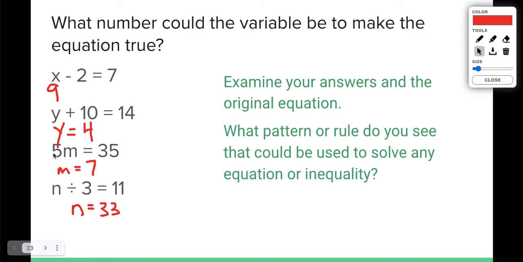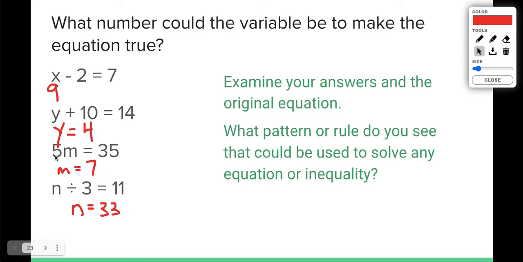What about 35 and 5? How could I get 7 with that? I could divide 35 by 5 to get 7. And how could I get 33 from 3 and 11? I could multiply. So what I'm noticing is I'm using the opposite operation. Right here was division, but in order to get my answer, I did the opposite of dividing. I multiplied to get there.